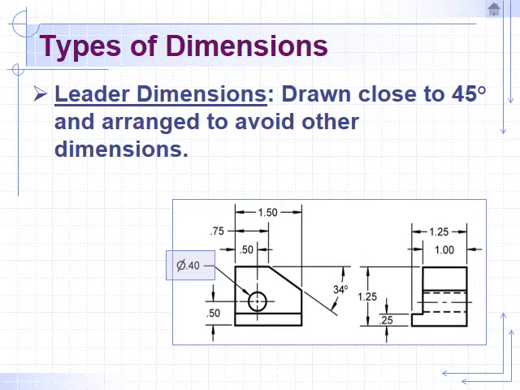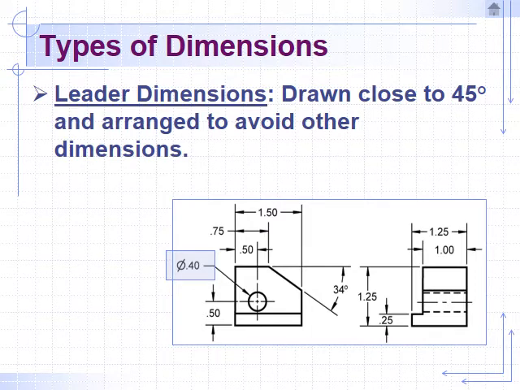Leader dimensions, such as the callout on the diameter of a circle, are drawn close to 45 degrees and arranged to avoid other dimensions. And so these would probably be put in last because you really have the most flexibility with these. You know, the other dimensions are really harder to control as far as where you can put them. So you have the greatest flexibility with these. And so put those in last.